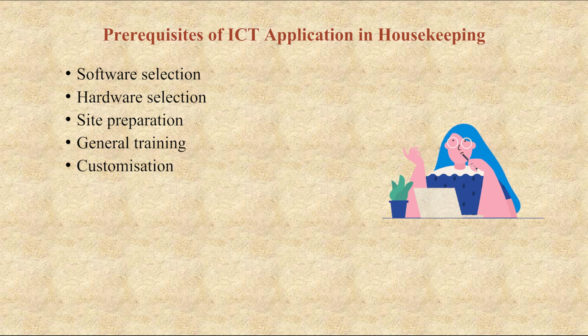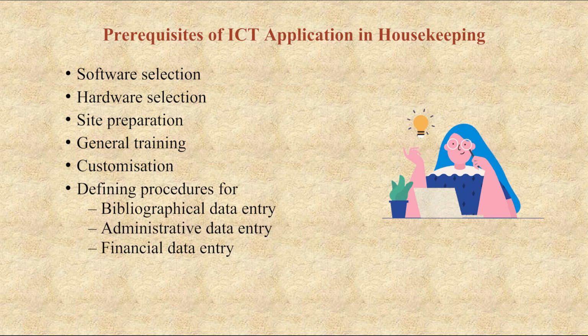Then general training, because if we buy or want to implement a particular software and do not have general training on it, we will not be able to implement it. Then customization. We have to know what my requirements are. Every library has different requirements, so you should do that customization. It should not be done abruptly, because the records have to be transformed, as we have to use Z39.50, so that we can exchange the data.